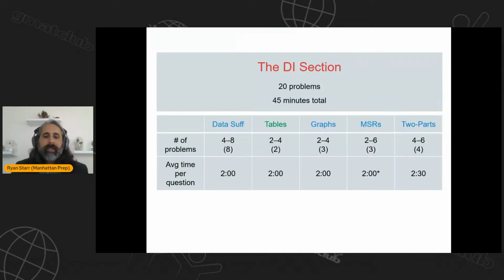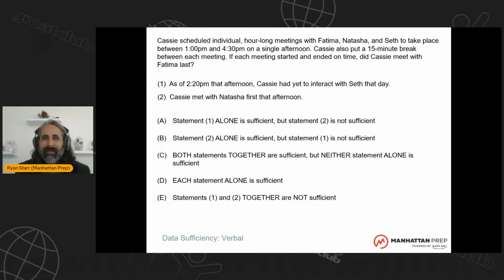And we're going to go roughly in order. So data sufficiency, we're going to look at tables, then graphs, then MSRs, then two parts. Pay no attention to the fact that tables is for some reason in green. Tables just like to be different. All right. Data sufficiency can take what the GMAT will call two different forms.